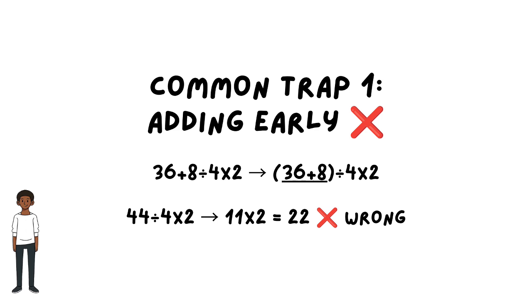The first common mistake happens when people calculate the exponent as 36, and then immediately add 8 to get 44. Then they divide 44 by 4 to get 11, and multiply by 2 to get 22. But adding before dividing and multiplying directly breaks the order of operations.